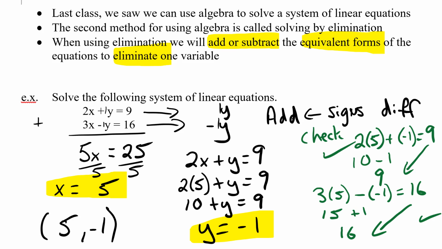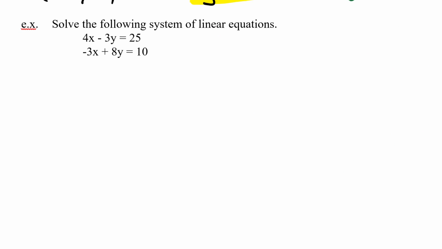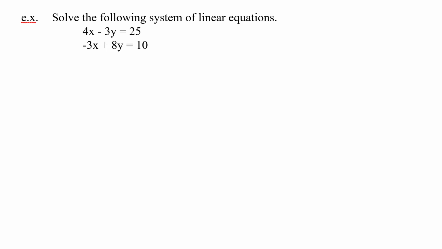Okay, so that was a fairly straightforward one because my y's already had the same coefficient. But what happens when they're not the same coefficient? Solve the following system: 4x minus 3y equals 25, and negative 3x plus 8y equals 10. So I've got some options here.